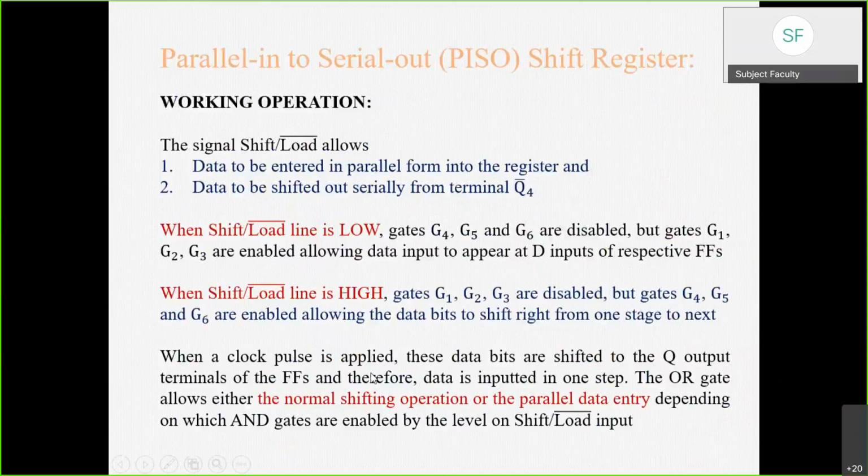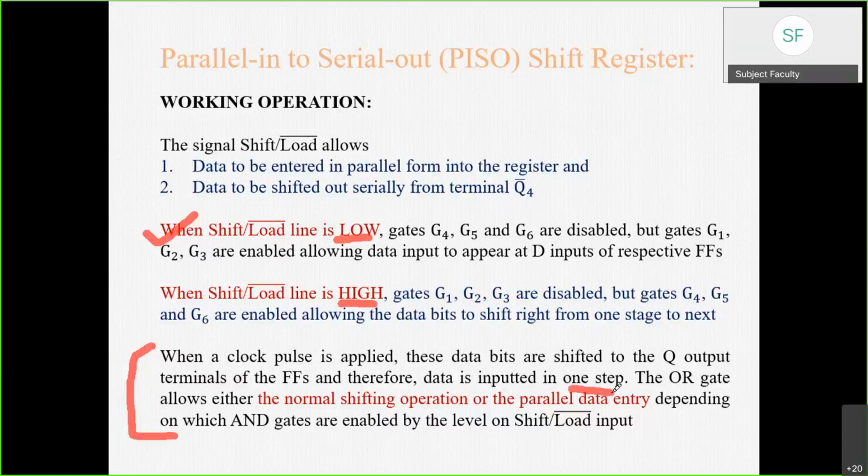So the same thing has been explained here as well. You can go through this. So two cases are very important. The first case is when the shift/load line is low, then what is happening, and when the shift/load line is high, then what is happening. Then this final point is also very important. When a clock pulse is applied, then what will happen? These data bits are shifted to the Q output terminals of the flip-flops, and therefore data is inputted in one step. Data will always be inputted in one step.